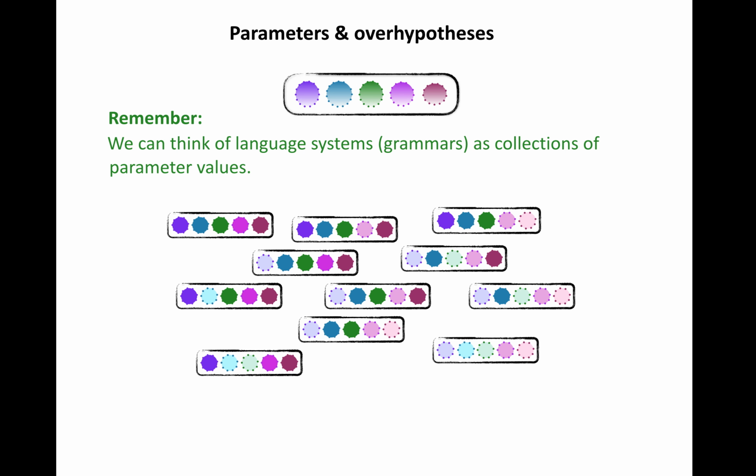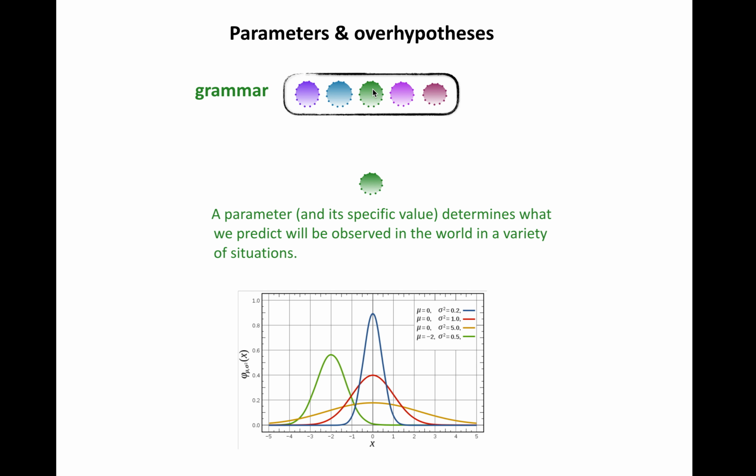And the thing to remember is that we can think of language systems, grammars, the properties you need to learn about your language as collections of these little parameter values, which I've symbolized here with these little dots. And so a grammar, a whole language's system of rules, is going to be encoded in this little box, right? So you have different variants of this here. For example, we might have a system with 5 parameters and 2 values each. So we might get 2 to the 5th possibilities, and these are just some of them, right? And so a parameter and its specific value will determine what we predict should be observed in the world in a variety of situations.